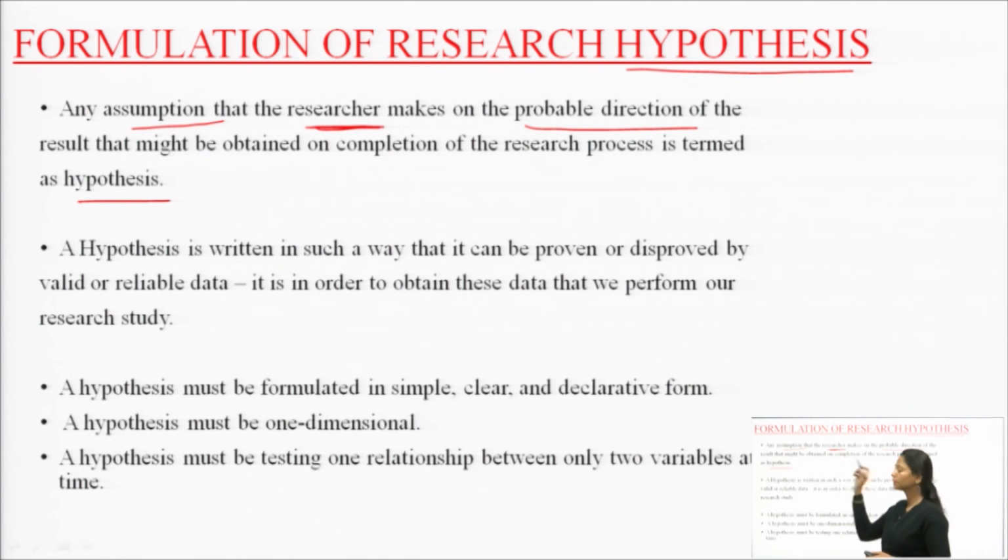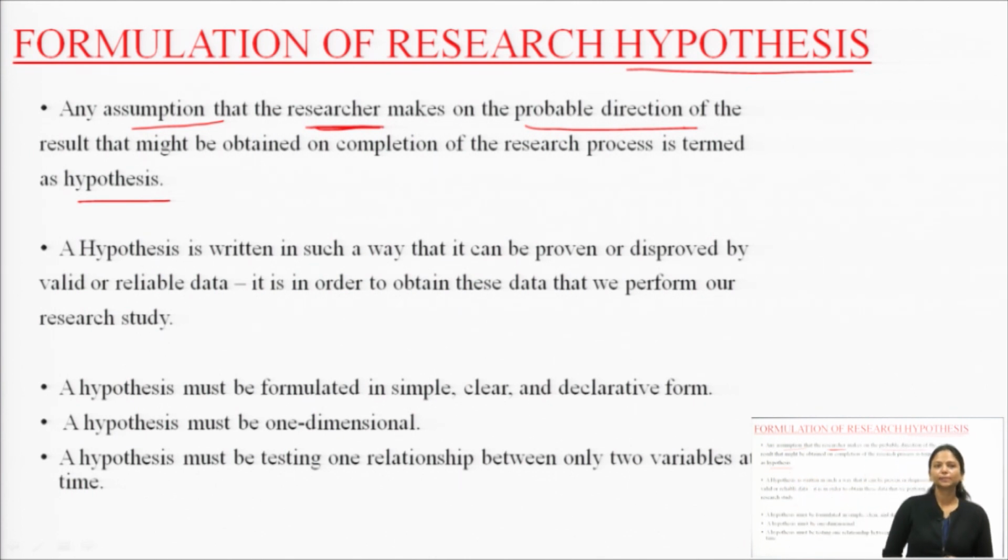A researcher is making this statement and he is supposed to move towards the probable direction of finding out how many people who smoke are suffering from cancer. So, this is one direction on which he is supposed to work. This is called the probable direction of the result that might be obtained at the end when the research is over. That is called a hypothesis.